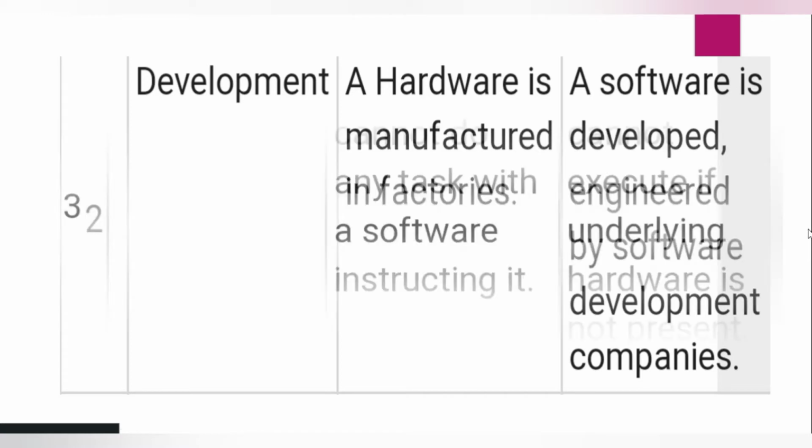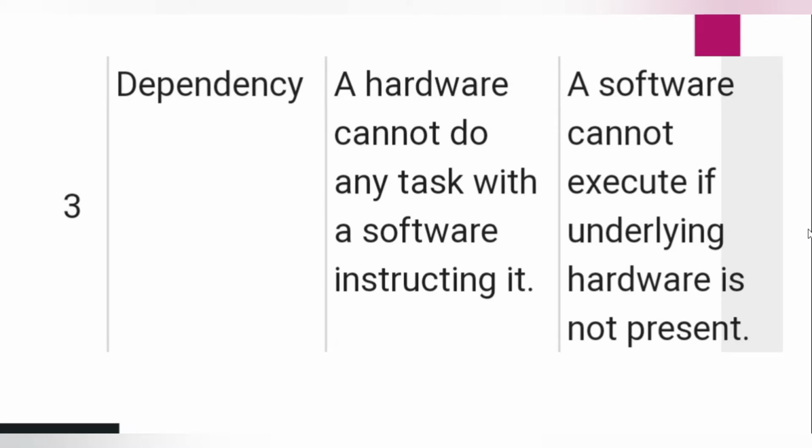Now next is dependency. Dependency, as the name resembles, is about depending. Now, what about hardware dependency? Hardware cannot do any task without software instructions. Hardware totally depends upon the software. Why? Because until the software gives the command or instruction to the hardware to complete the task, the hardware will not work. So hardware cannot do any kind of task without software instructing it.